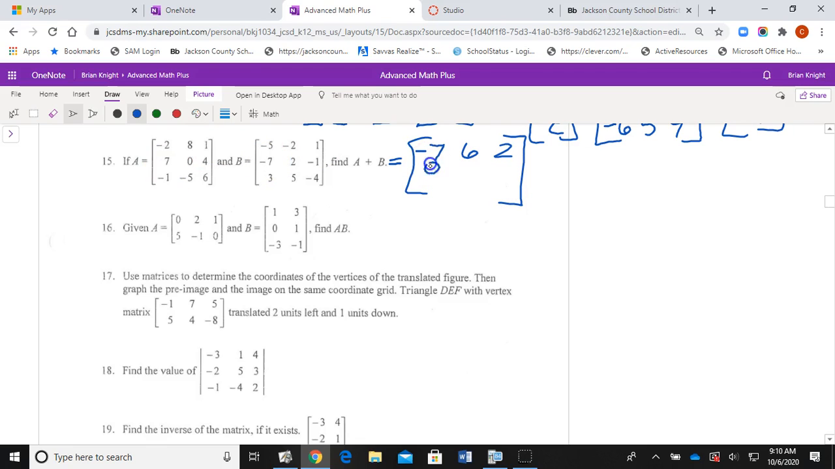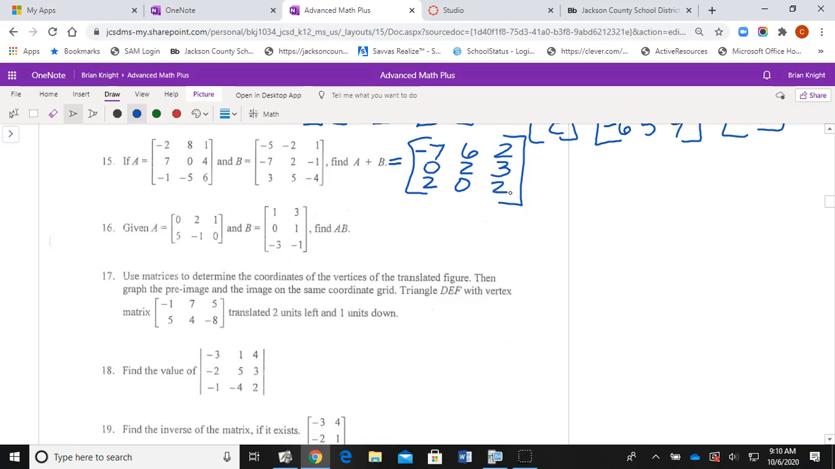7 and -7 make 0. 0 plus 2 is 2. 4 plus -1 is 3. And then -1 plus 3 is 2. -5 and 5 make 0. And 6 and -4 make 2. Done. Okay?